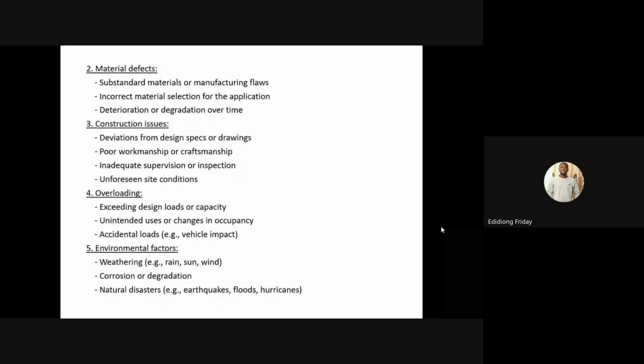The next is environmental factors. Weathering can also cause failure. Corrosion or degradation, natural disasters. All these can cause structural failure.